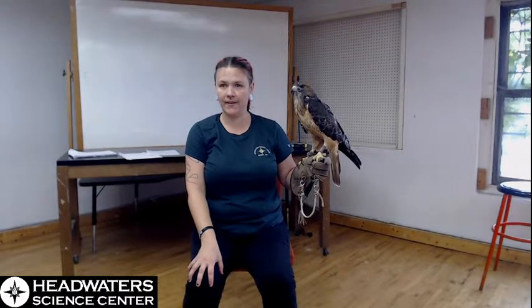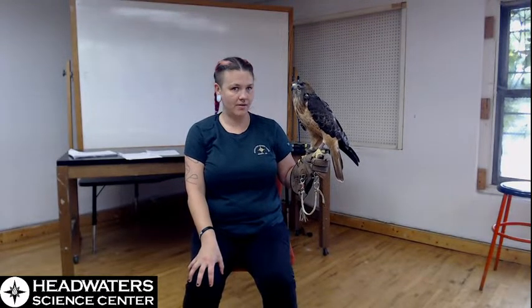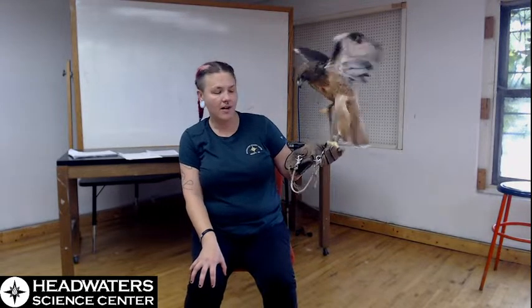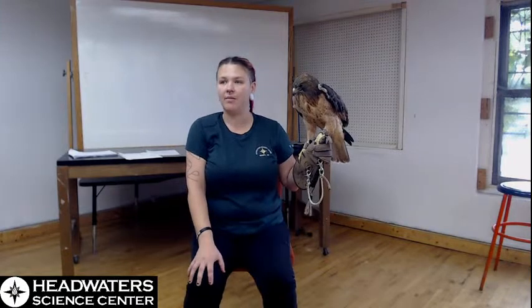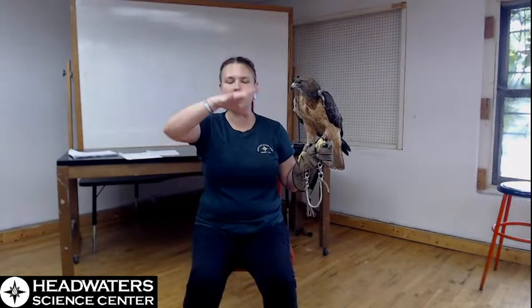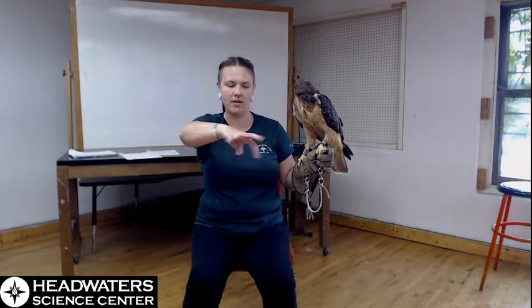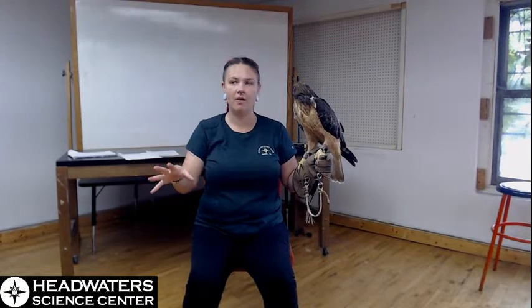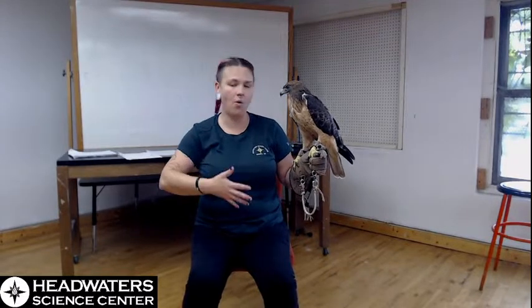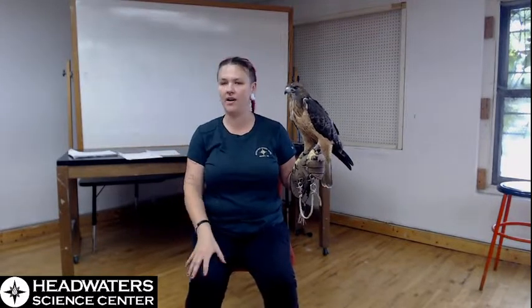Good question. Any other questions? Ooh, what do they eat? Wonderful question. So these guys are what we call a generalist, and that means they'll eat generally anything. But if you can think of a small mammal or rodent that would be running around on the ground, a red-tailed hawk would probably love to eat it. So things like squirrels, gophers, voles, mice, rats, all that kind of stuff.